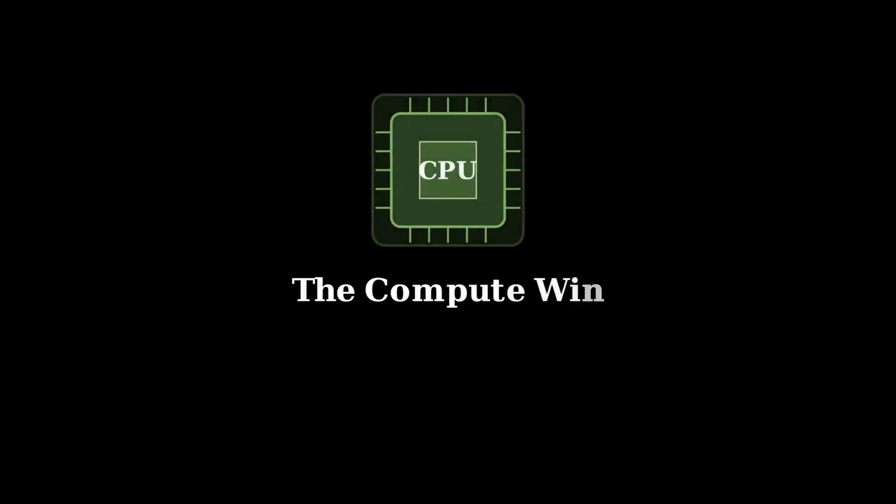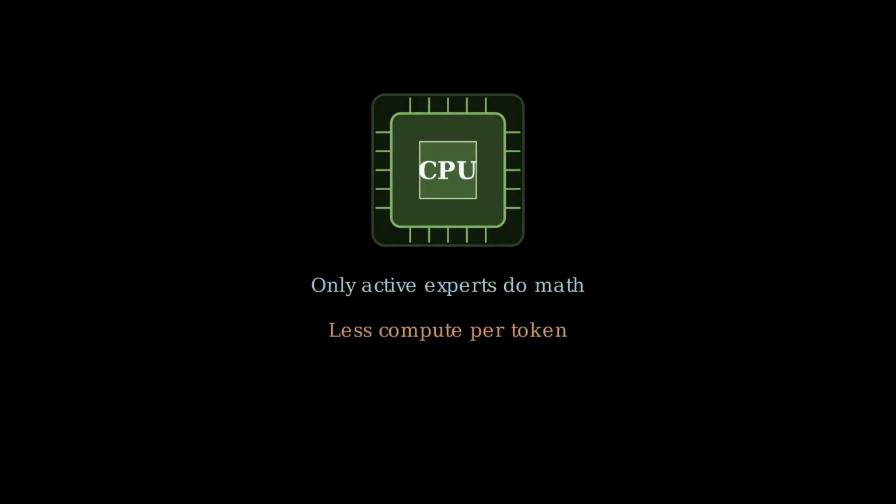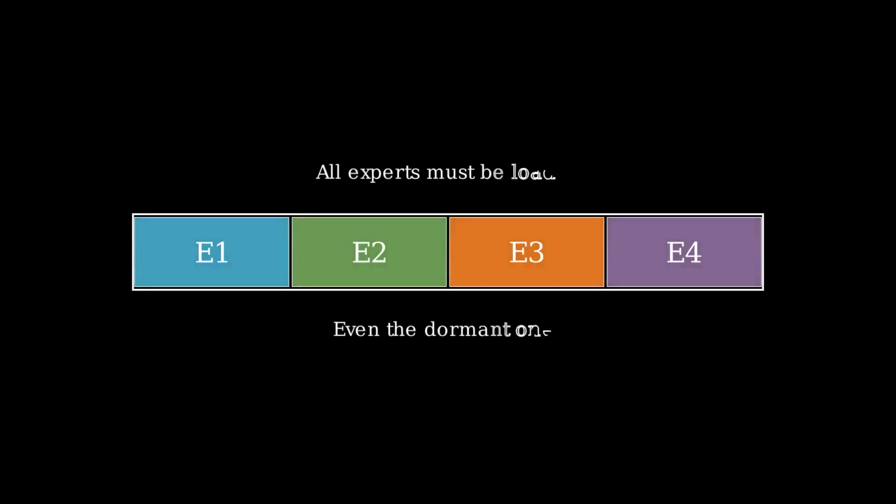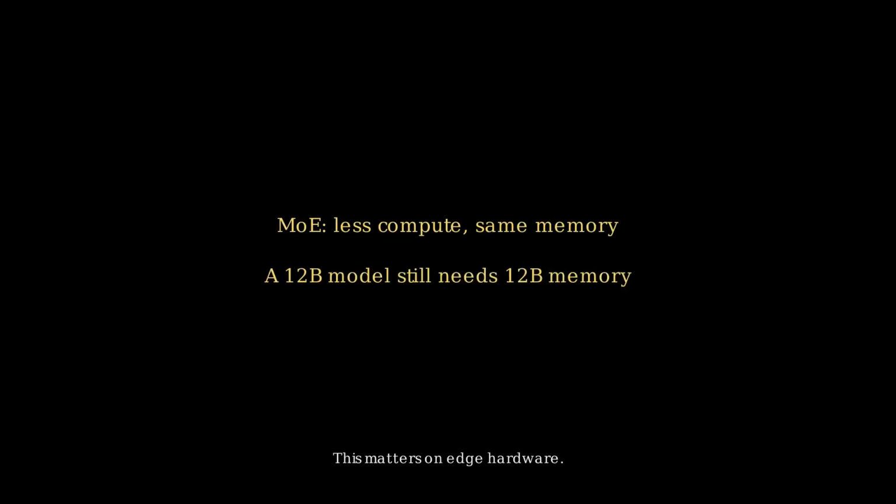The compute win is real. Only the active experts do math. A 12 billion parameter MoE might only activate 4 billion per token, roughly a third of the compute. Faster inference. But here's the catch. All experts must be loaded in memory, even the dormant ones. The router can't pick what's not there. A 12 billion MoE still needs 12 billion memory.